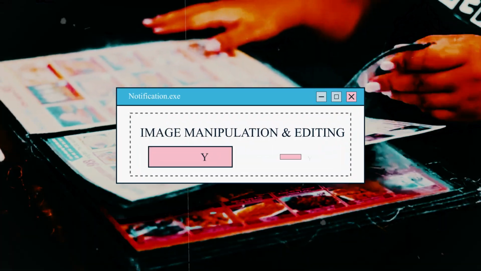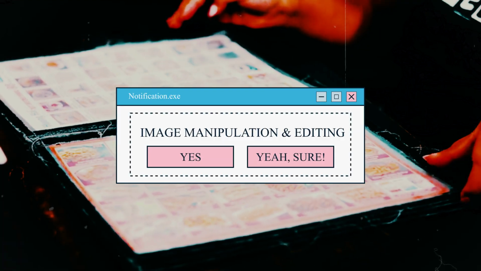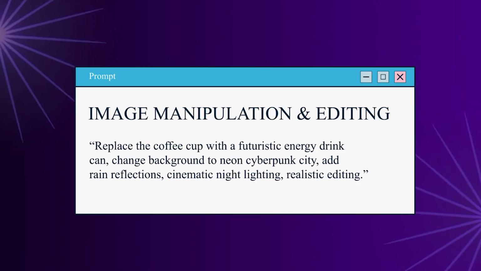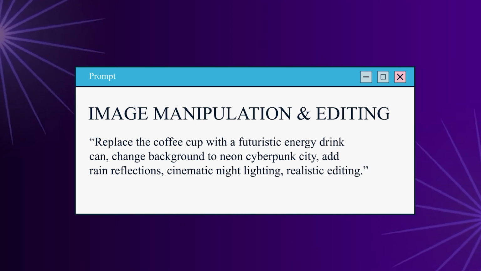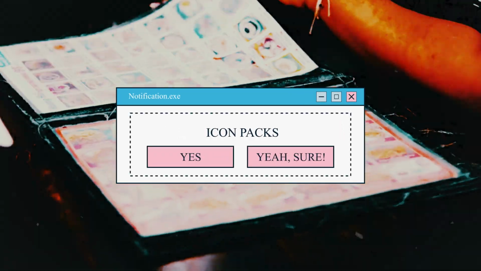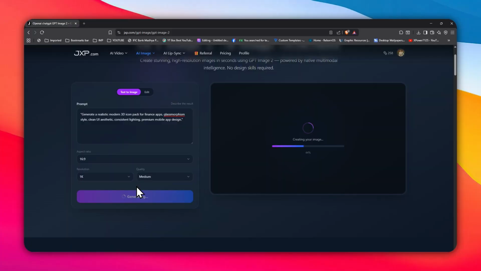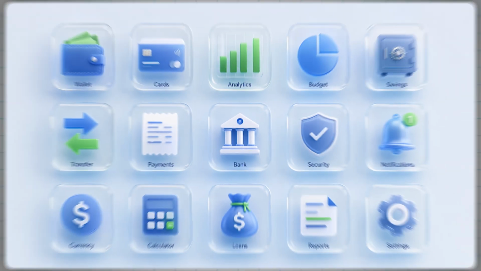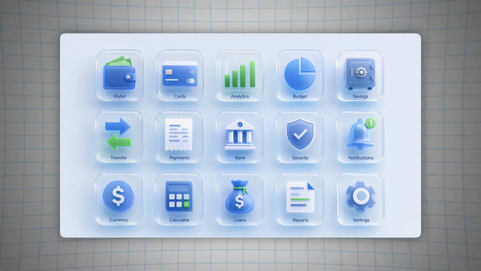Image manipulation and editing. And now the craziest part, image manipulation, prompt. All right, this is where GPT Image 2 becomes really powerful. Icon packs. Now, this is really useful for designers. All the icons match each other stylistically. The lighting stays consistent.